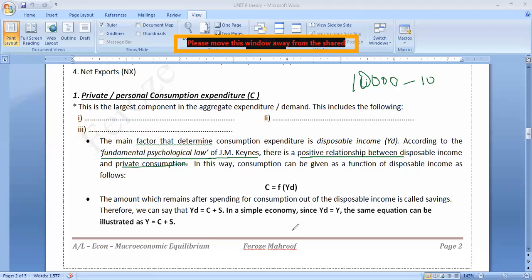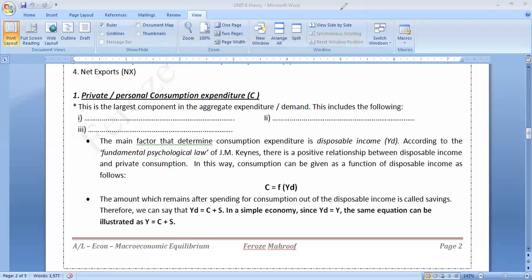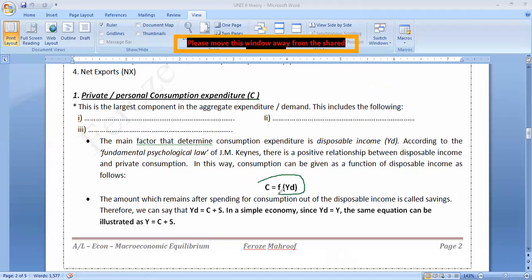In this way, consumption can be given as a function of disposable income as follows. Consumption expenditure is affected by many factors. Out of those factors, the most important factor is disposable income. Therefore, consumption is the function of disposable income.